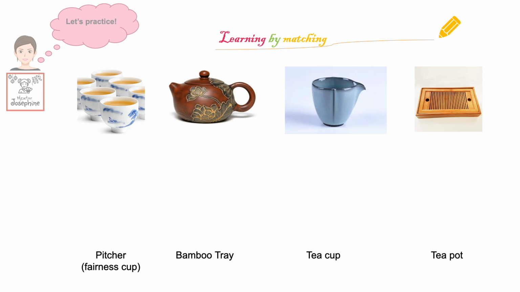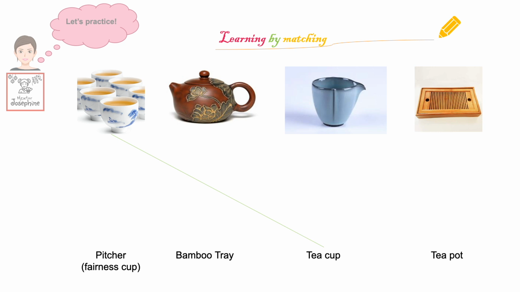What is the utensil in the first picture? Yes, correct. They are teacups. Good job! You can see from the picture, they are very small in size. Normally, their size is similar to the fist of a child. What about the second utensil?